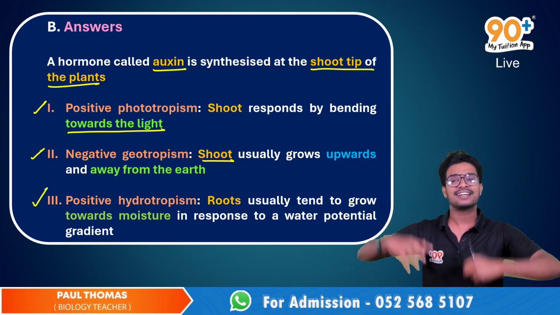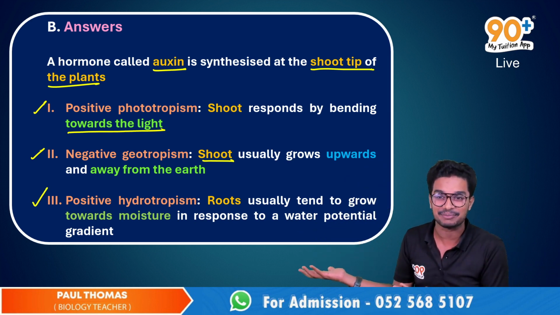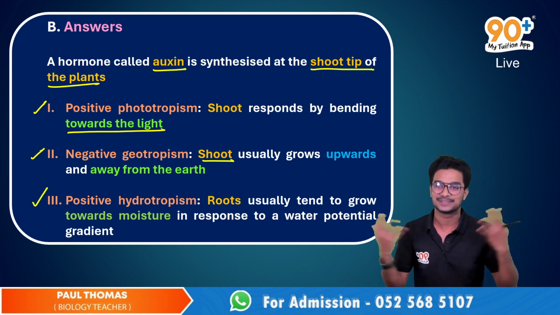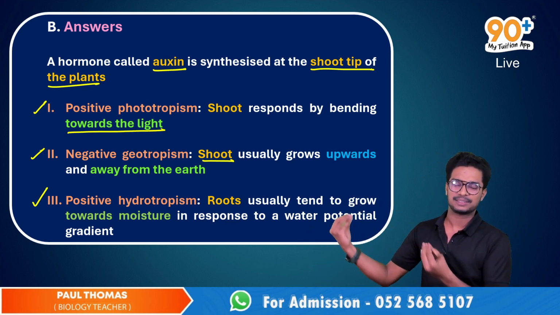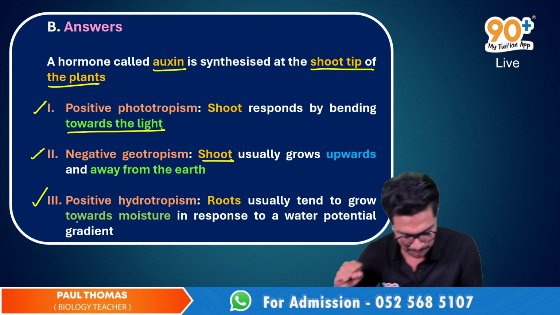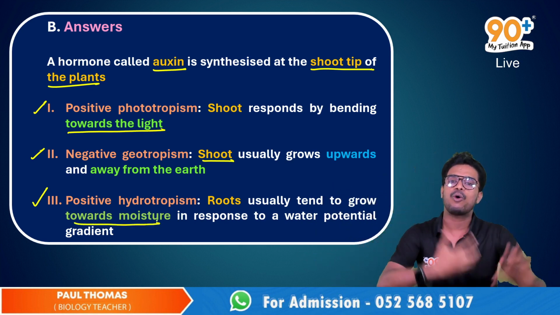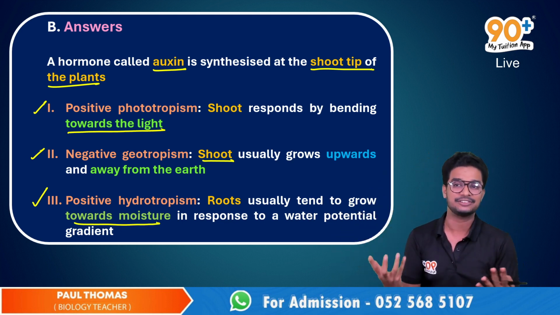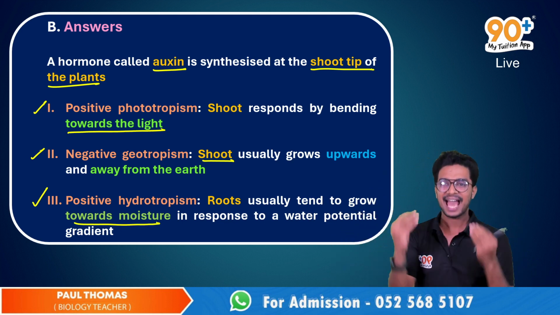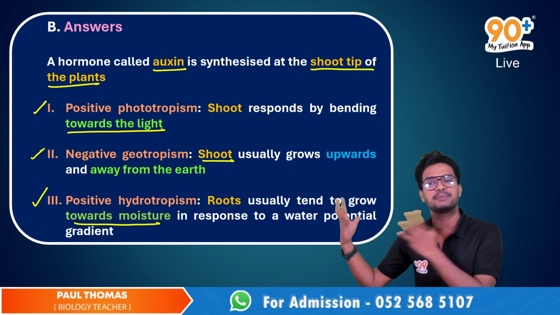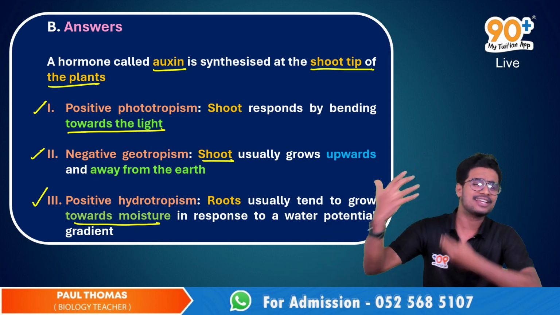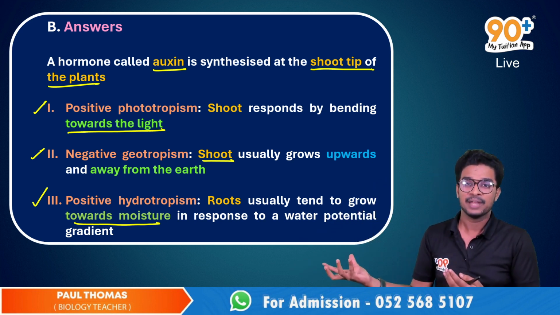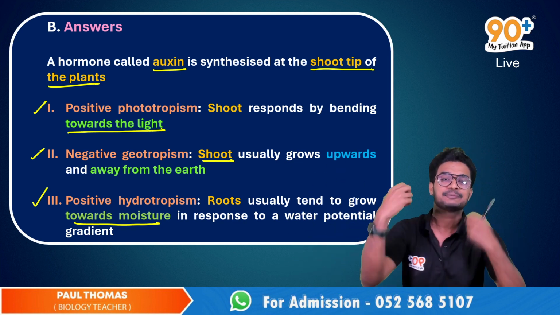And finally, positive hydrotropism. The classical example for positive hydrotropism is the root, because the root usually tends to grow towards moisture and responds to a water potential gradient. So those parts of the plants have positive tropic movement. They always respond towards that particular stimulus, and those with negative tropic movements always move away from that particular stimulus.